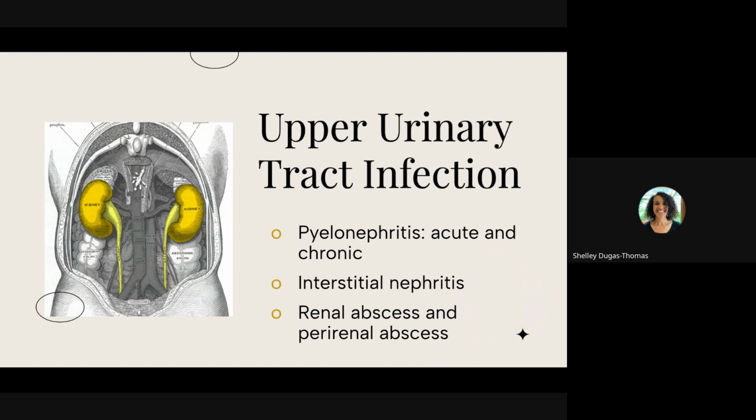Upper UTIs are much less common than those in the lower urinary tract. Acute pyelonephritis and chronic pyelonephritis are thought to be the most common types. Interstitial nephritis, which is inflammation of the kidneys, and kidney abscesses are also potential causes. Upper UTIs are a common cause of urosepsis.